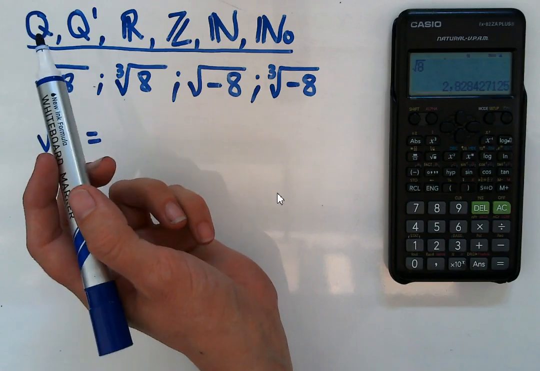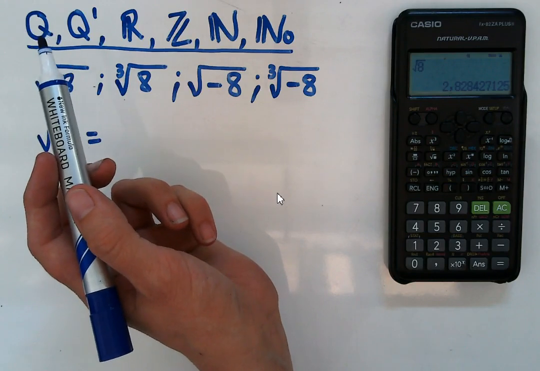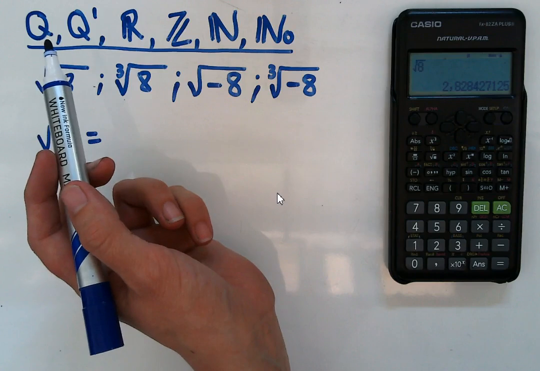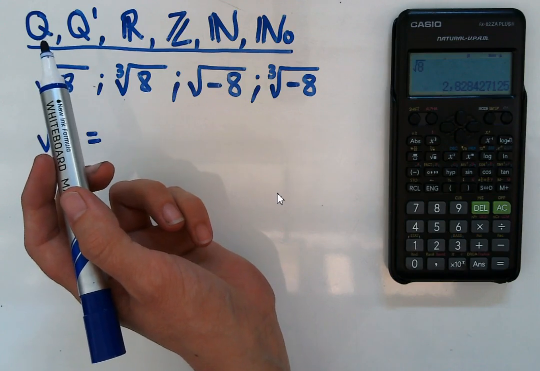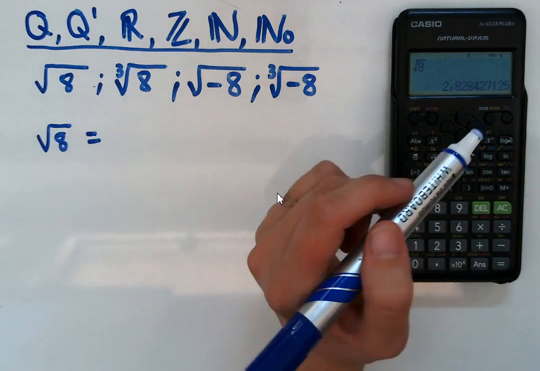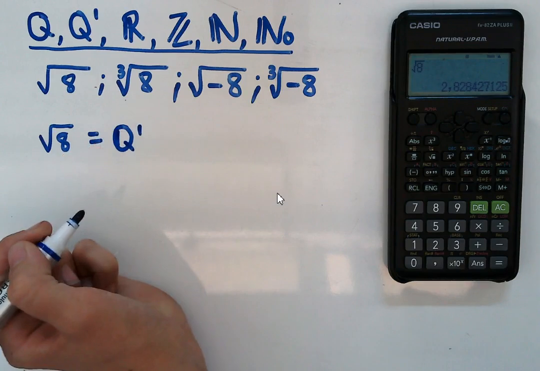Like 3.2, that's rational. 3.23, that's rational. 3.232323, that's rational. But 3.2345127, that's irrational. So this one here, you can see it's irrational.